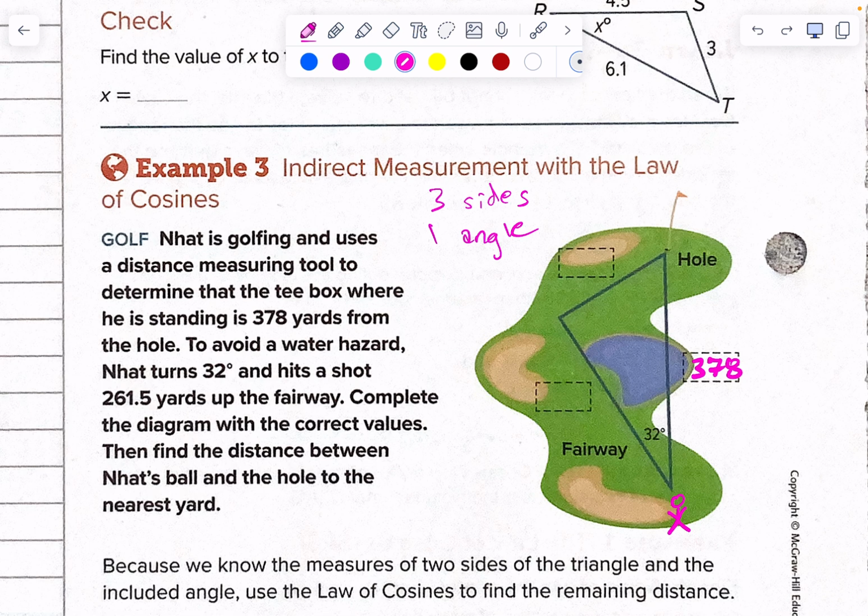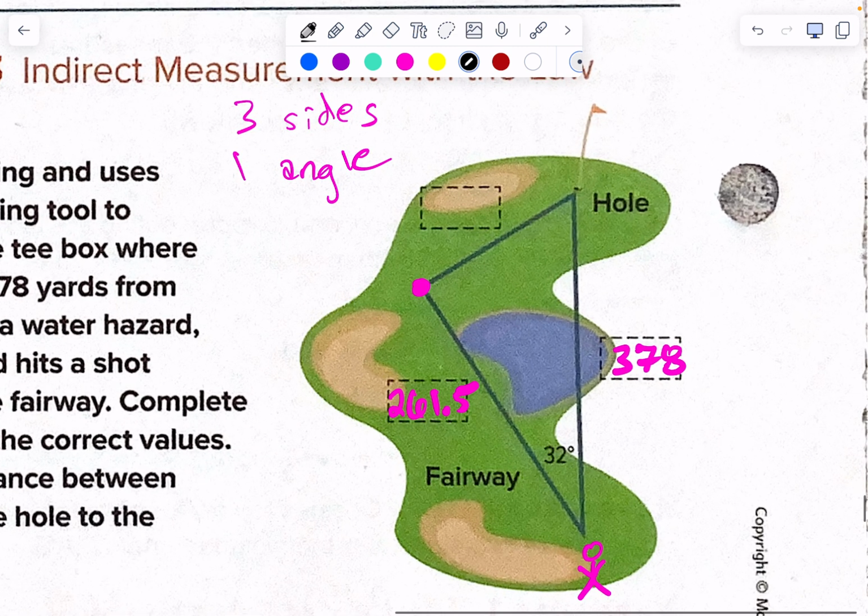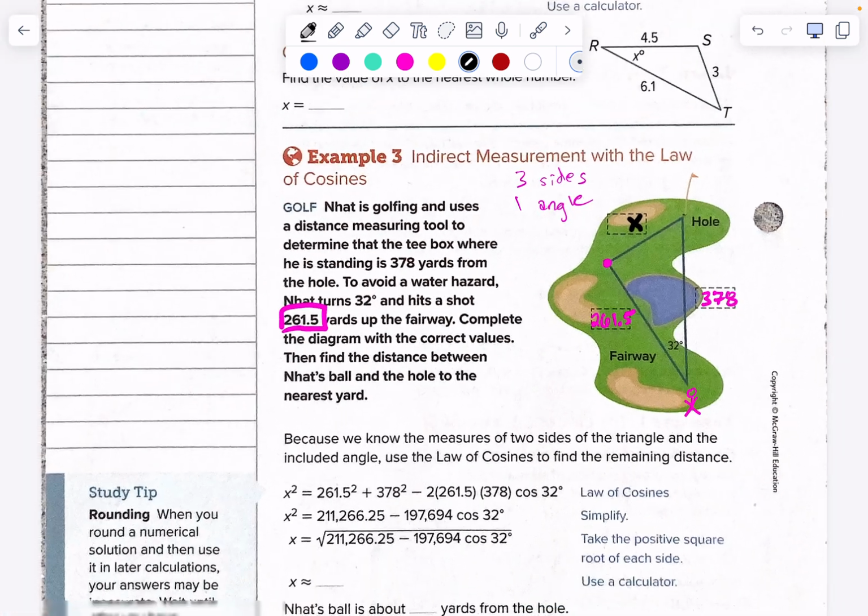Okay, so they are going to hit it to this spot, which is 261.5 yards up the fairway. Which side of the triangle is 261.5? This guy, 261.5. Yep, he's going to hit it that far up the top. Complete the diagram with the correct values. Find the distance between where his ball lands and the hole. So what are we trying to find? That's the X.